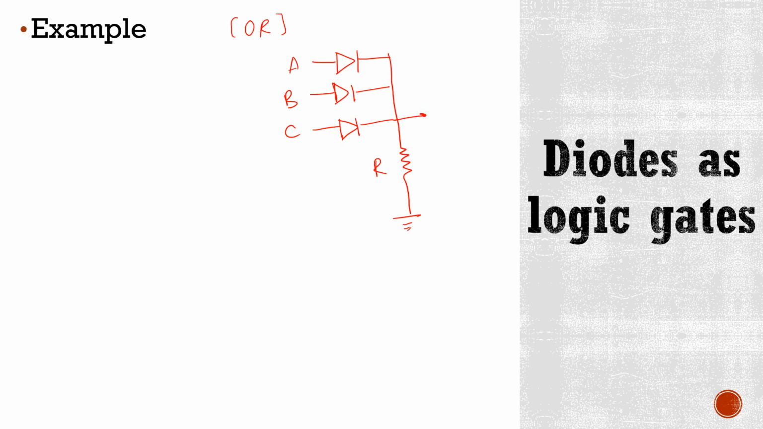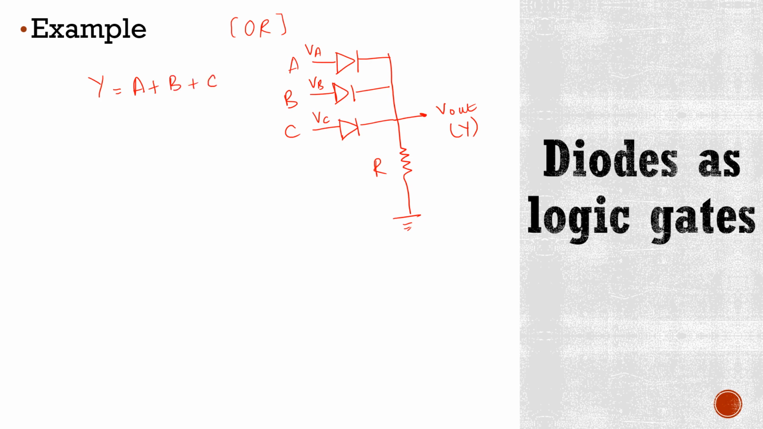This is V out or output, which is represented by variable Y. Here voltage is VA, VB, and VC. As I have mentioned earlier, in case of logic OR function, output is true even if only one input is true. So it is expressed as Y is equal to A plus B plus C.